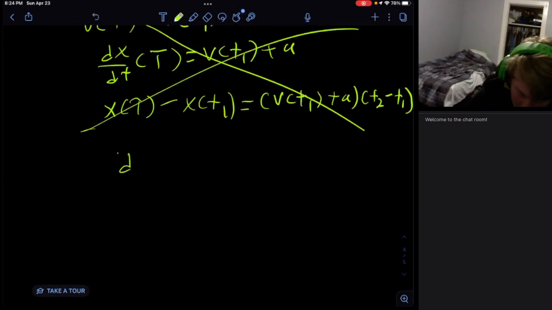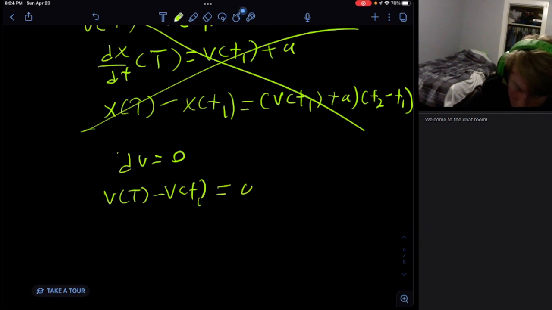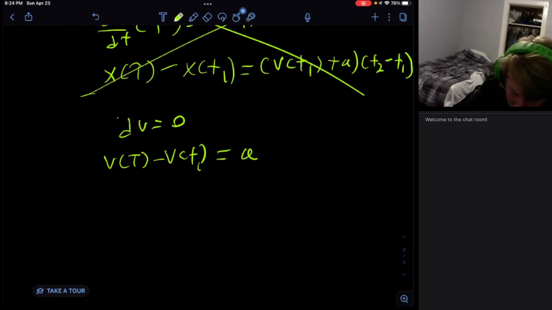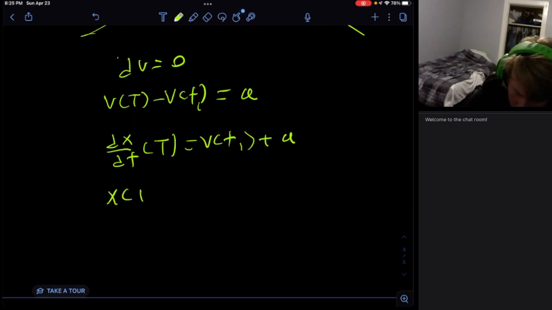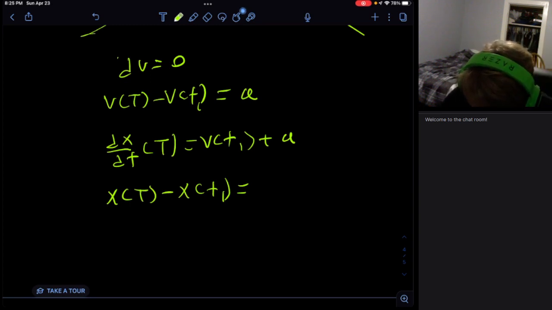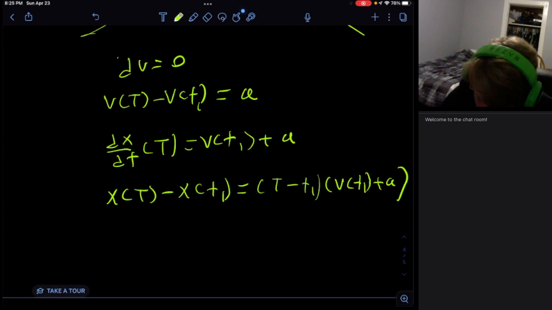That's annoying and complicated. Just dv equals 0, v of t minus v of t1 equals, we'll call it a, and then v of t, which is dx dt of t, equals v of t1 plus a, and then x of t minus x of t1 equals kind of the same thing I had before, I guess. t minus t1 times, plus a. Alrighty.